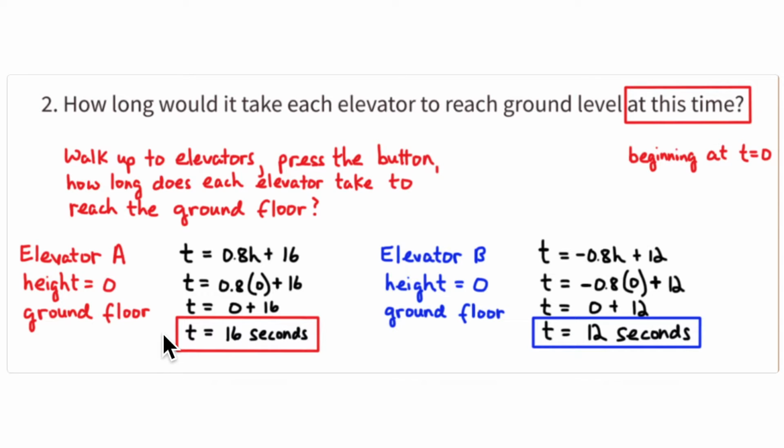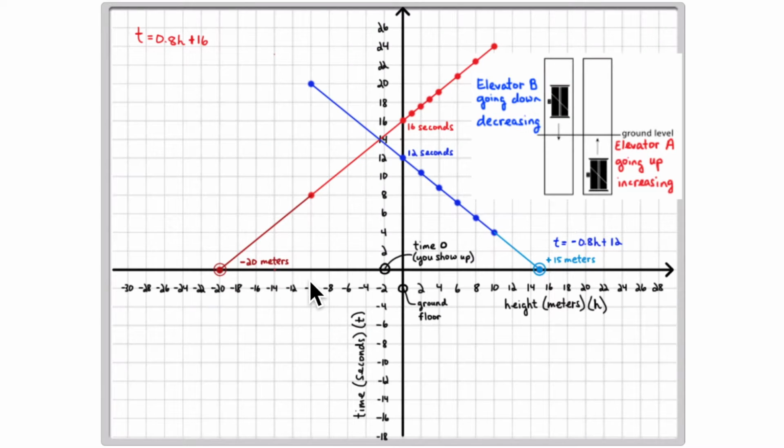So let's take a look at this on the graph. Elevator A is at a negative 20 meters. It's going to take these 16 seconds to reach you at ground floor. So you press the button, and this is time going forward. It's going to take these 16 seconds to get to you. So negative 20 meters, it's going up, and time's going forward. Finally, 16 seconds later, that elevator is at ground level.